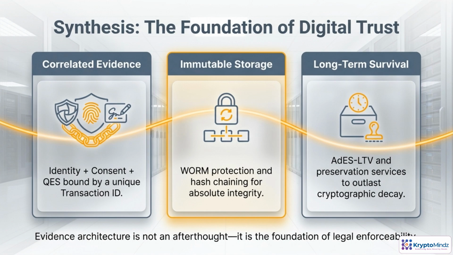To make your onboarding and signing solution truly defensible, think in 3 layers. First, correlate all the evidence. The proved identity, each consent, and the qualified signature must be tightly linked by a single transaction context. Second, store that bundle immutably, using WORM-style protection and hash chaining so nothing can be altered unnoticed. Third, plan for decades. Apply LTV validation and preservation services, so your proofs survive algorithm changes and still stand up in court.